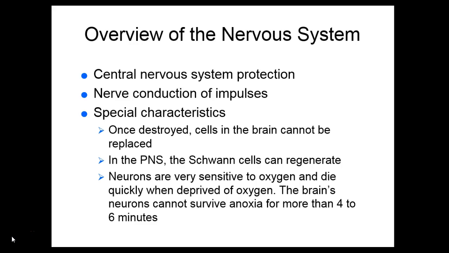The Schwann cells form myelin sheaths that wrap up and around the axons of the peripheral nervous system. Once destroyed, cells in the brain cannot be replaced. But in the peripheral nervous system, the Schwann cells can regenerate. Neurons are very sensitive to oxygen and die quickly when deprived of oxygen. The brain's neurons cannot survive anoxia for more than 4 to 6 minutes.